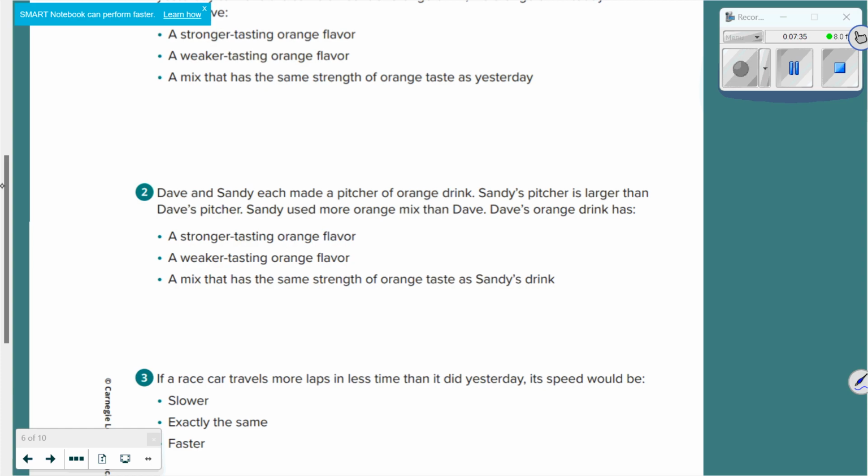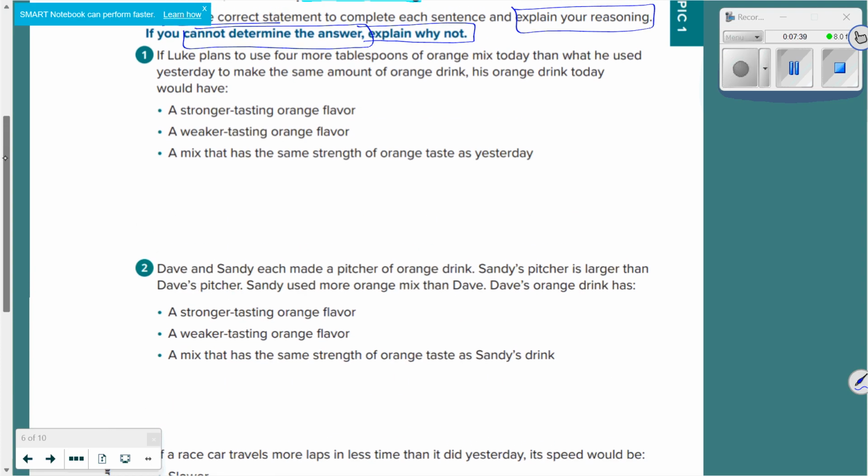Our first one. Plan to use 4 more tablespoons. How many think it's going to be stronger? Raise your hand. And then how many think it'll be weaker? How many think same strength? How many think we don't have enough information? Okay, good. This one, it is going to be stronger. Why? He's using more mix with the same amount of water.